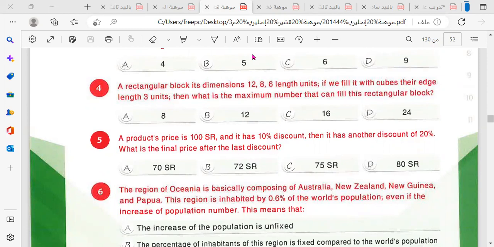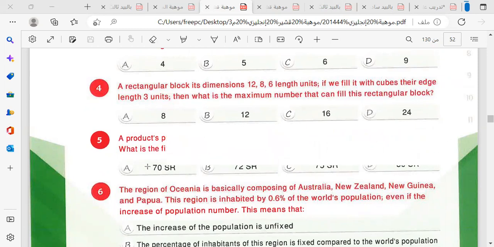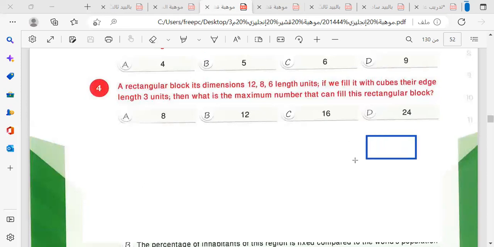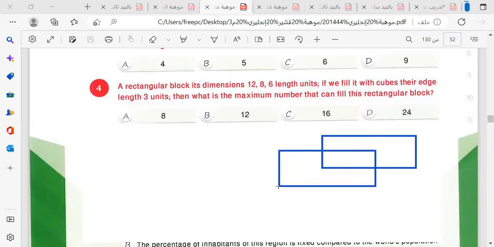Okay, Hadi Shakhas, can you read question number 4, please? A rectangular block's dimensions are 12, 8, 6 length units. If we fill it with cubes whose edge length is 3 units, then what is the number of cubes in the rectangular block?